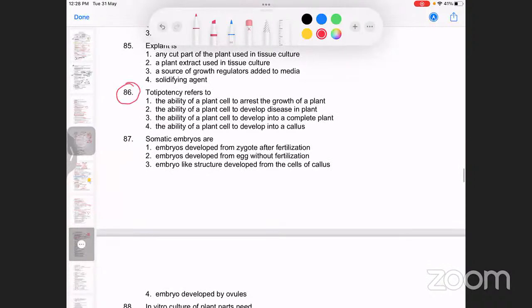86th question, if you take totipotency. What is totipotency? It is the ability of a plant to develop into a complete plant, or the ability of a plant cell to develop into a complete plant. That is called totipotency.